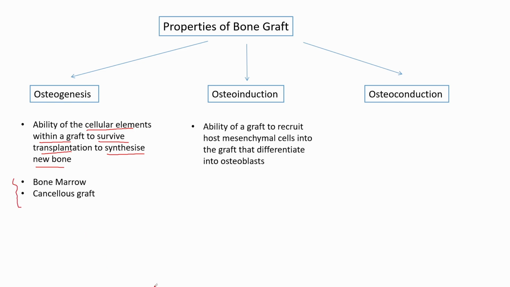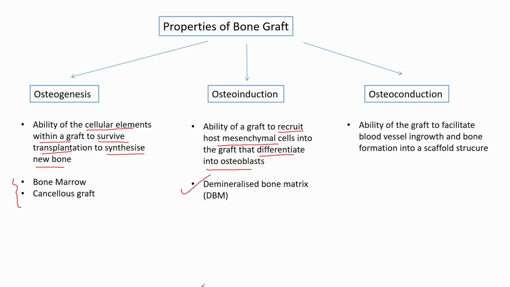By osteoinduction, it means the ability of a graft to recruit host mesenchymal cells into the graft that differentiate into osteoblasts. So the graft should induce the recruitment of host mesenchymal cells and their differentiation into osteoblasts. The best example of osteoinduction is demineralized bone matrix.